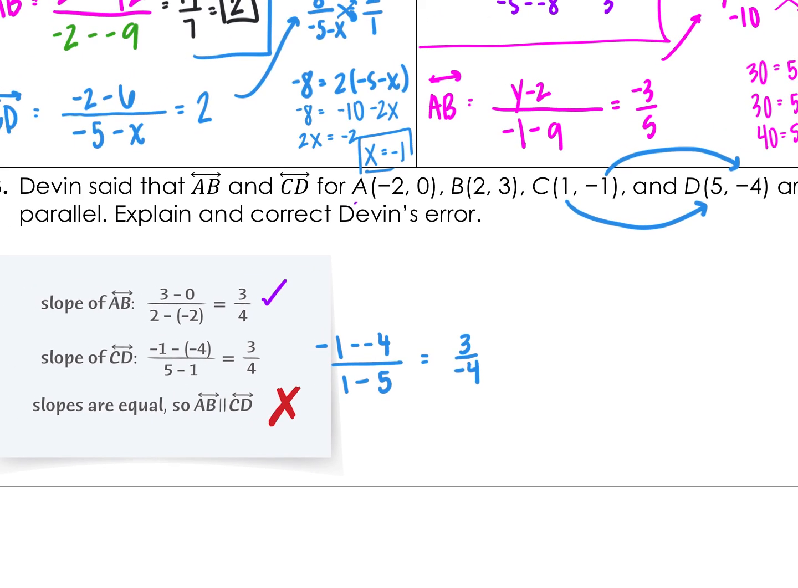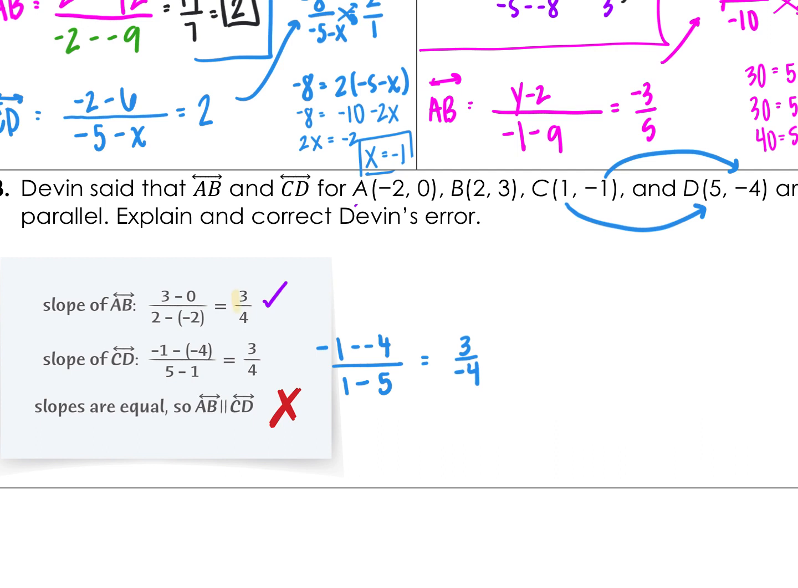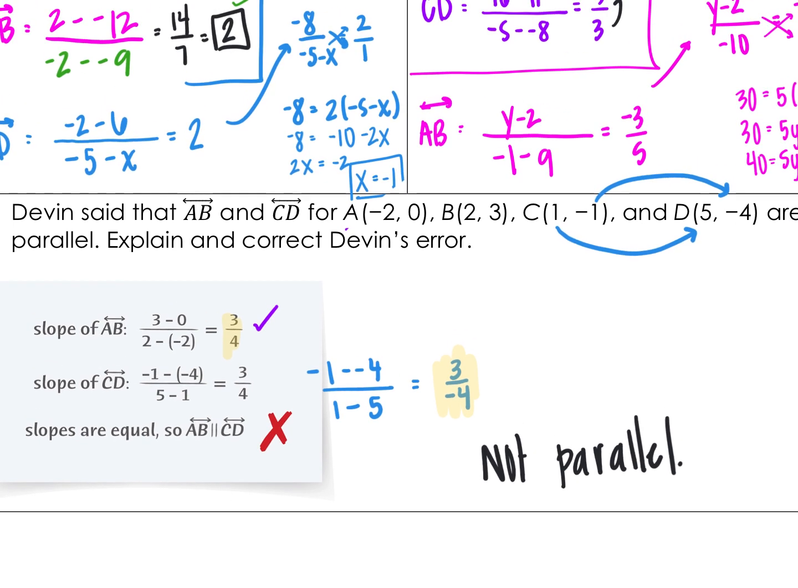And then we would take a look at these slopes. And are these slopes equal to each other? No, we would say that they are now not parallel. So common error right there is just making sure that you keep your order consistent when you are finding the difference in your y's and your difference in your x's.